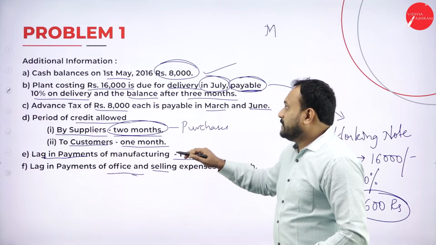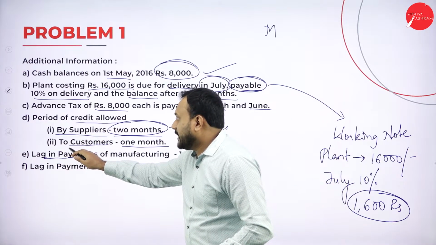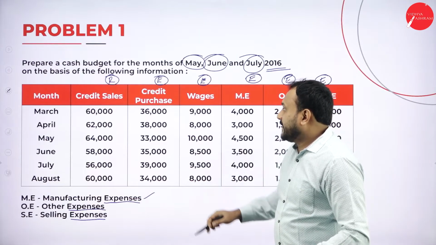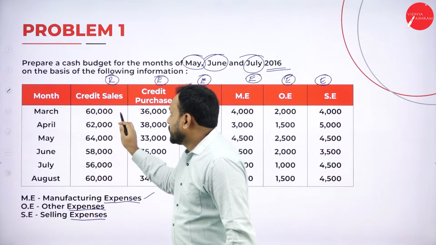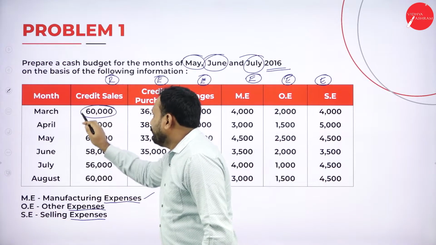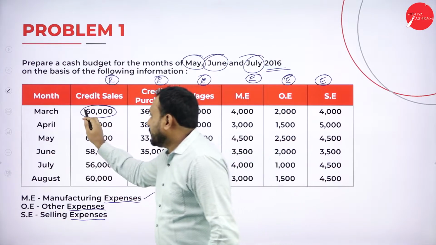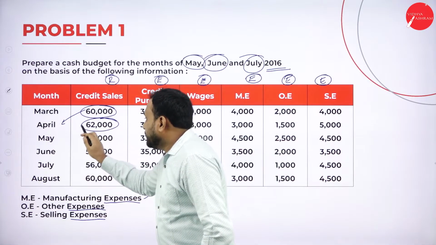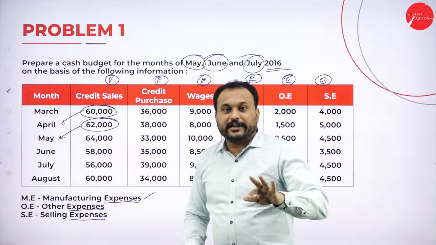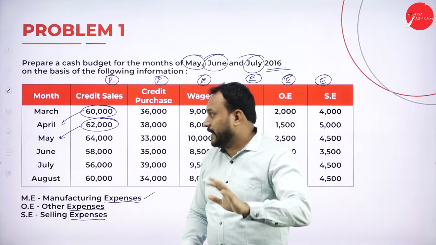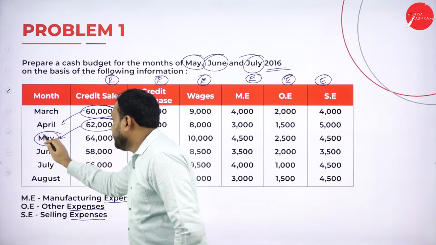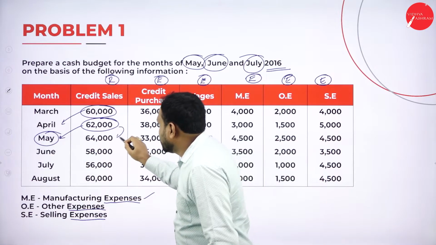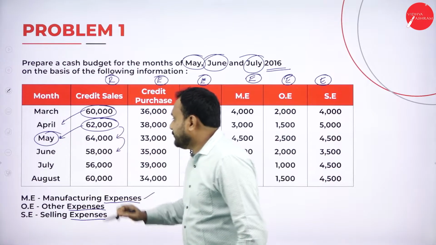Now when we go with the problem, understand here, we have supplier, we have customer. Now understand, credit sales. Now how much is the credit sale? Credit sale is here, 60,000. When will I receive the 60,000? In the month of April. When will I receive 62,000? In the month of May. Am I preparing for April? No, I'm preparing from May. The minute I get this May, when am I paying? 62,000. What is that? The subsequent is 64 and the subsequent is 58.